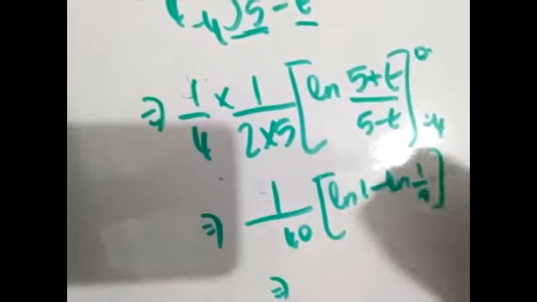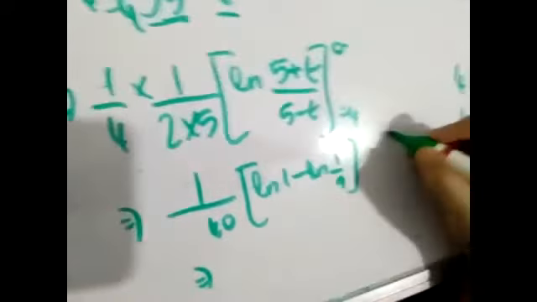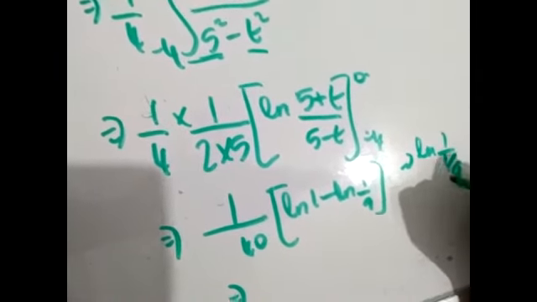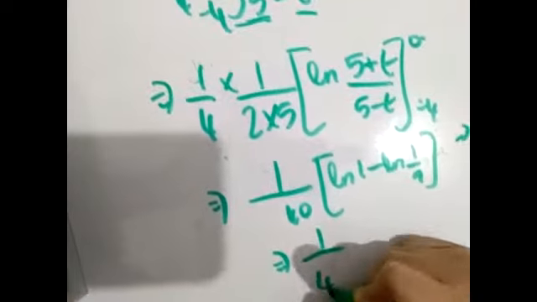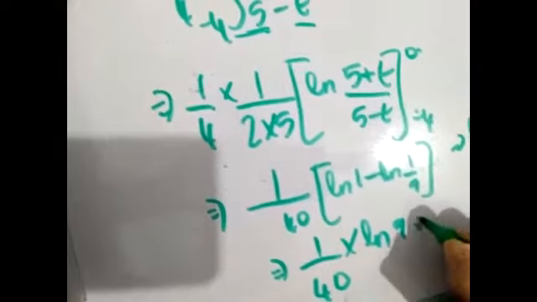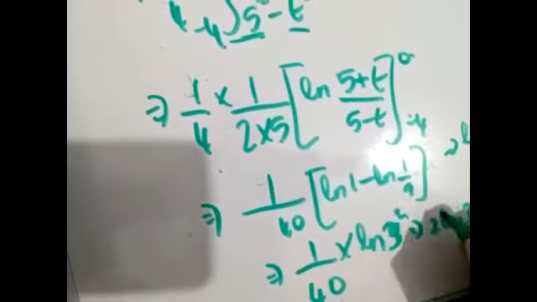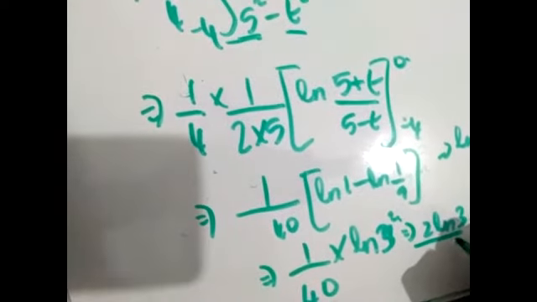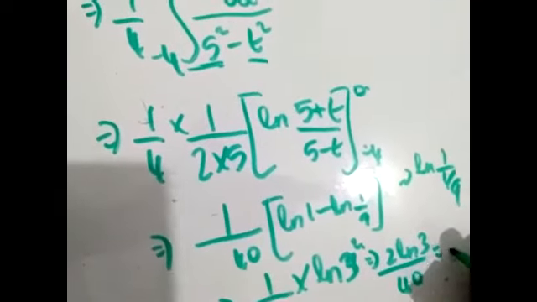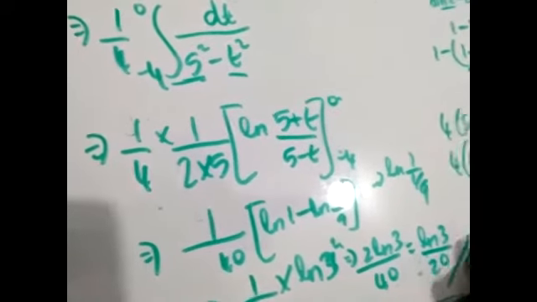And what is log 1 minus log 1 by 9? Log 9. Why so? I can take it like this, no? Log 1 by 9, so log 9. So 1 by 40 multiplied by log 9, which is again 2 log 3, because this is 3 square. So I take 2 outside, natural logarithm. Okay, 2 by 40, or much more simply, natural logarithm 3 by 20.